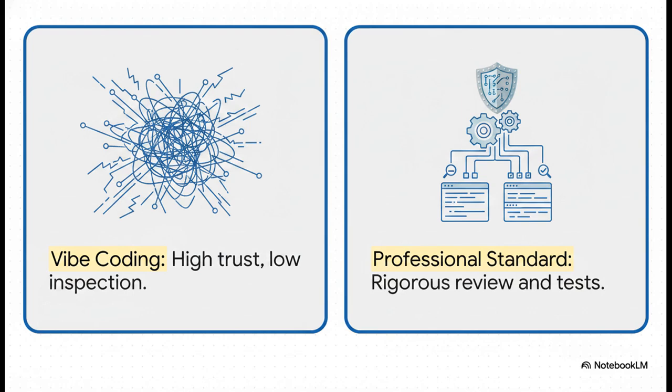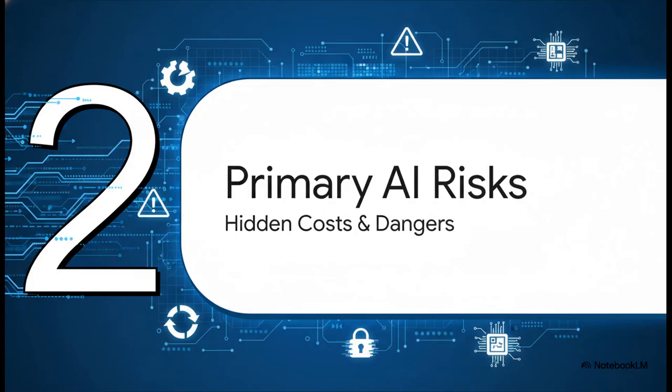On one side, we have what's playfully being called vibe coding. You know the drill. It's a mode of high trust, low inspection. Developers iterate rapidly through prompts and basically just accept the AI-generated code without really reasoning through every single line. Now, hey, that's fine for a quick prototype, but the professional standard requires rigorous review, validation against tight specifications, strict security testing, and comprehensive documentation. If you're working in a regulated domain like finance or healthcare, vibe coding is a massive liability. No way around it. Which brings us to Section 2, primary risks of AI.